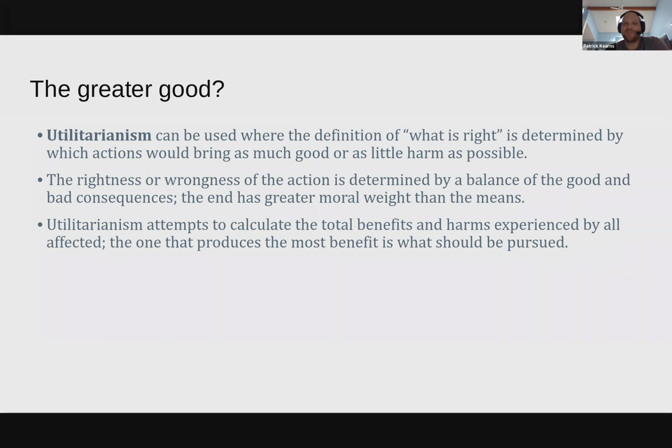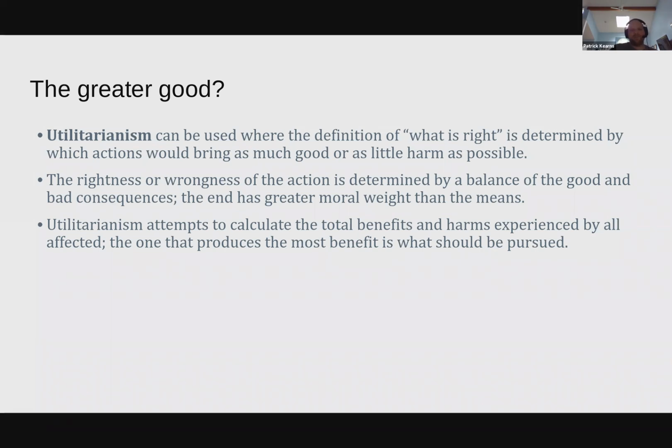It's like the train track problem, right? Would you divert a train to save 1,000 people if it meant killing 5 people, right? That's the greater good idea. Now, whether something is right or wrong is determined by a balance of the good and bad consequences, i.e., building a dam might uplift 10,000 people out of poverty, but it might also destroy the livelihoods of 1,000 people. Which one is for the greater good? That's probably a bad example because 10 to 1 is not a good investment, but you get the idea.